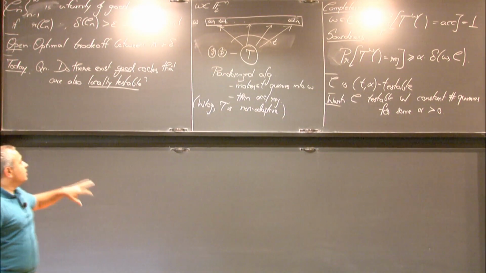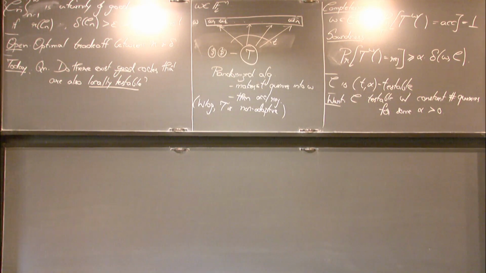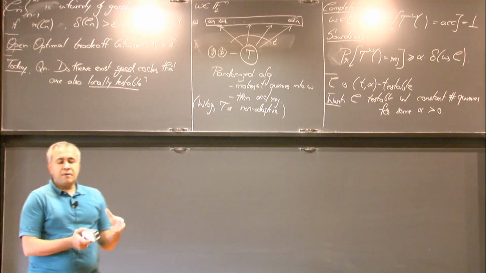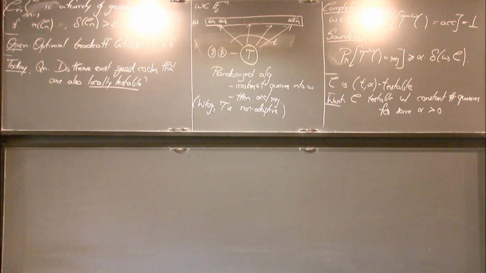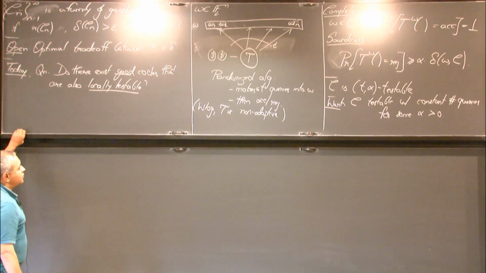This is an extra feature I want to add to good codes. I want to ask, is there a family of good codes which not only have constant rate and constant fractional distance, but are also testable using a constant number of queries? Do such codes exist? We don't know how to construct such codes yet.